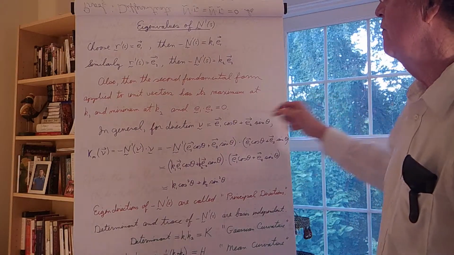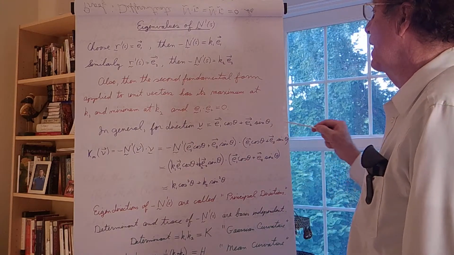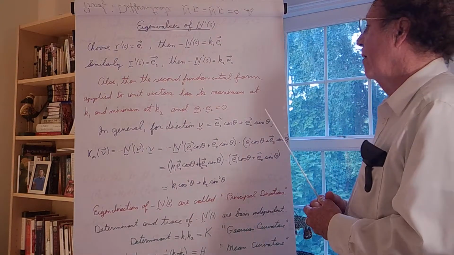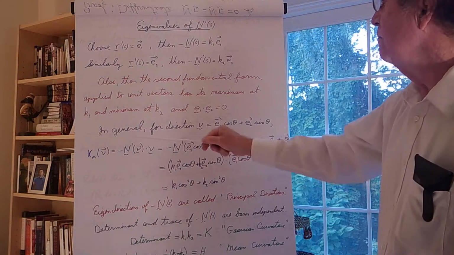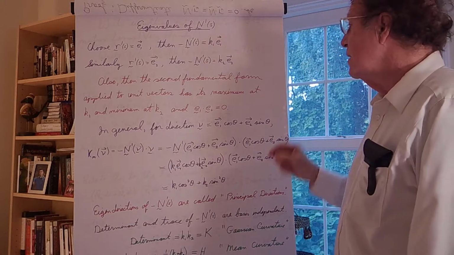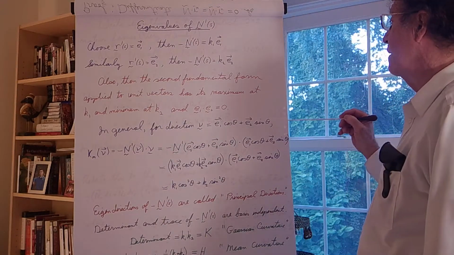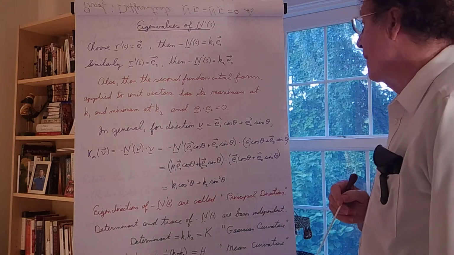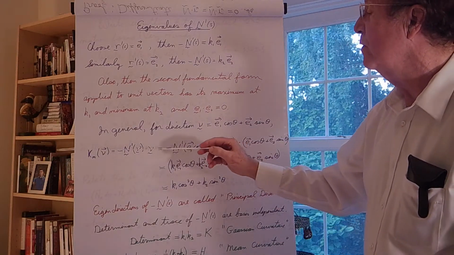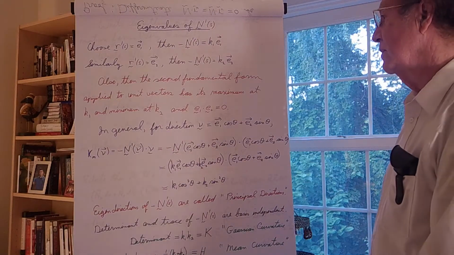Also then, the second fundamental form applied to unit vectors has its maximum at k1 and its minimum at k2, and those directions are perpendicular. Just remembering my linear algebra about symmetric matrices. In general, if I take a direction nu, which is a linear superposition of E1 and E2, that's a completely arbitrary vector in the tangent plane, just parameterized by the two eigenvectors of n prime. If I do that, then I can evaluate the second fundamental form and get a useful relationship for kappa sub n, the normal component of the curvature at that point.